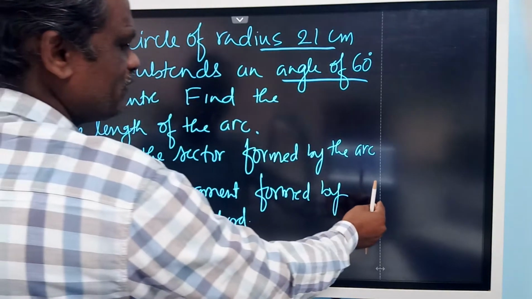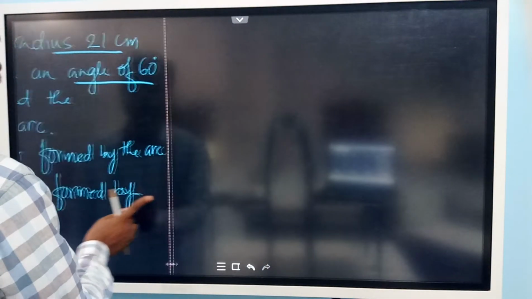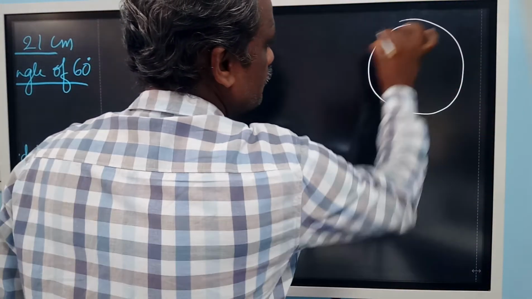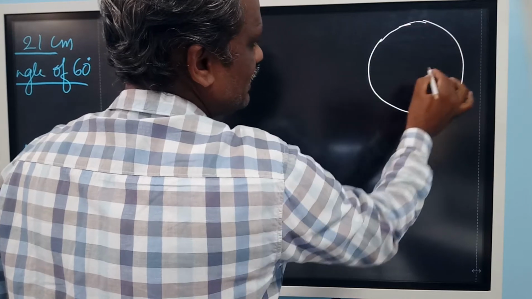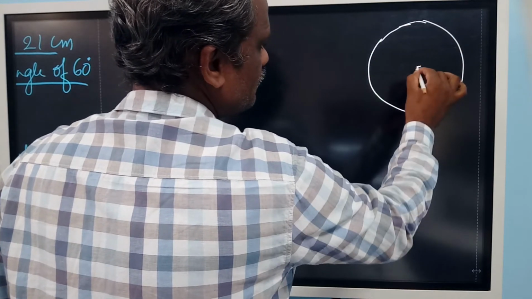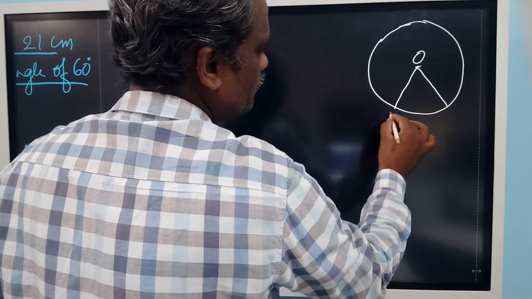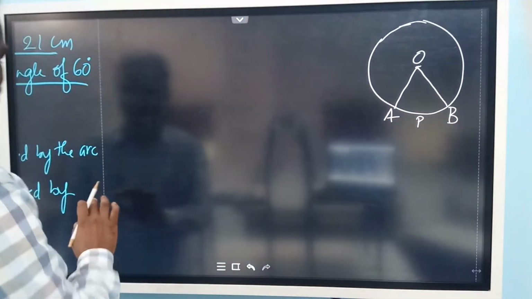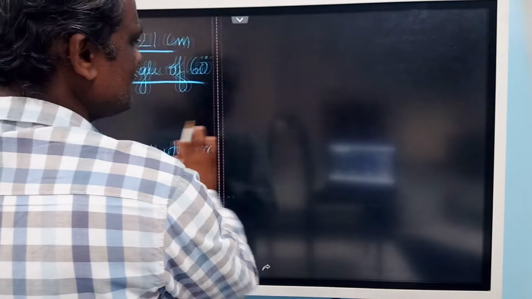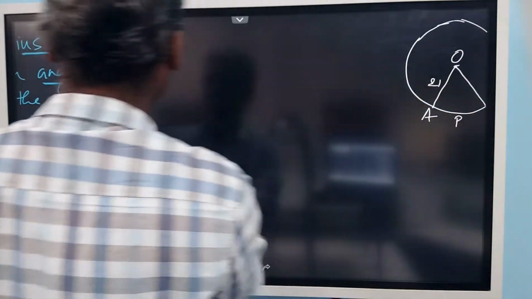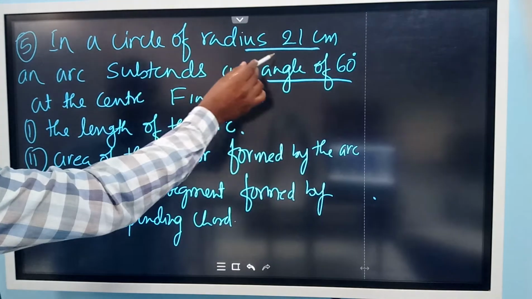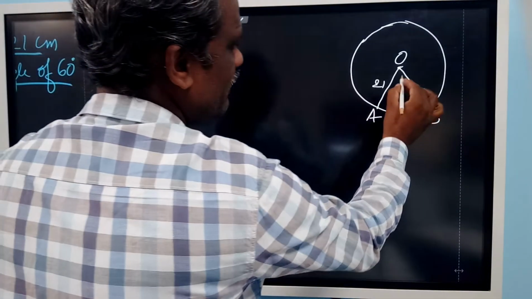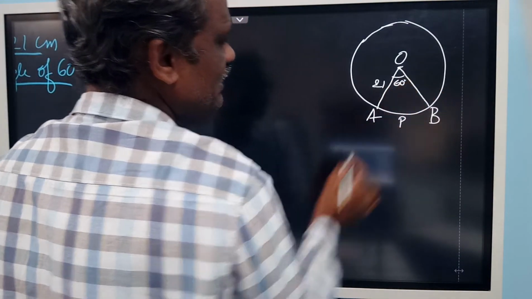So let us draw the diagram with reference to this one. A rough diagram: in a circle of radius 21 centimeter. So you can draw a circle of radius 21 centimeter. Let us take this is a circle with the center O. OAPB is a sector. So radius is given 21 centimeter. You can mention this 21 centimeter. An arc subtends an angle of 60 degree at the center. So let us assume that this arc APB is subtending 60 degree at the center.